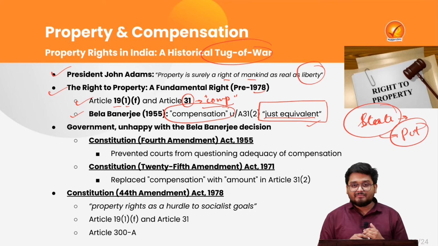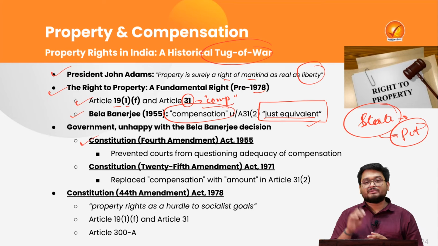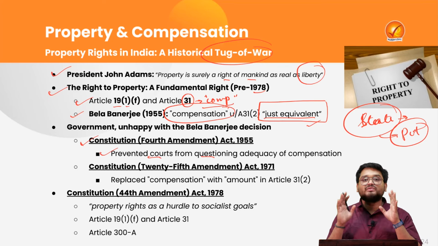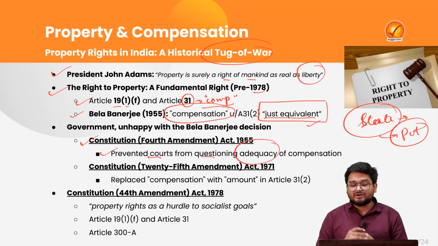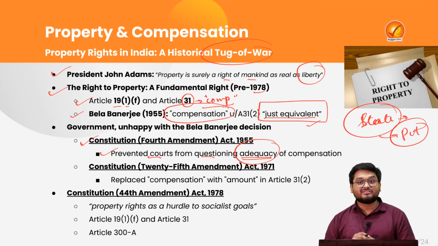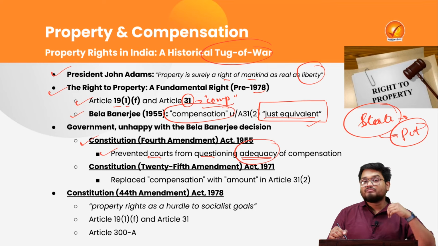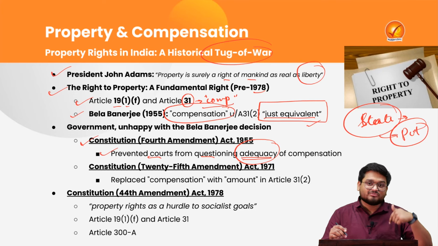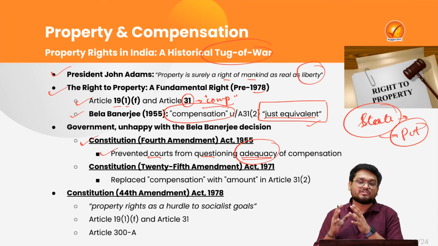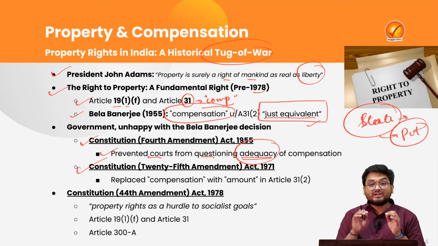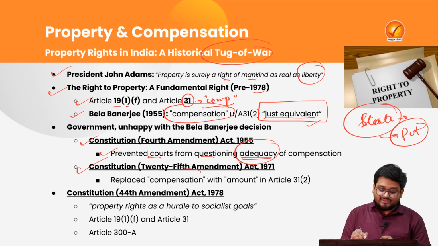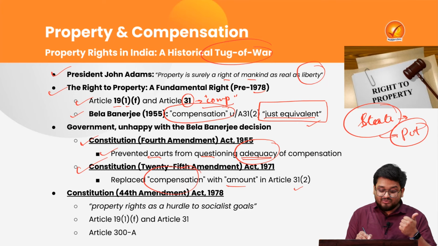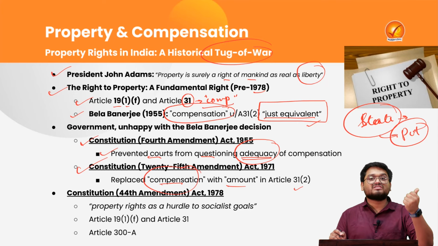Now here, the government became very unhappy with the Supreme Court's ruling. In the Constitution 4th Amendment Act 1955, Parliament moved this constitutional amendment to prevent the courts from questioning the adequacy of the compensation for property. When we talk about adequacy, in the 1950s it had been seen that state governments were acquiring private land from people at far less than market prices. That is how the compensation aspect came into the picture. And also the Constitution 25th Amendment 1971 replaced compensation with amount in Article 31(2), diluting the value of compensation when it comes to the acquisition of land by the government.